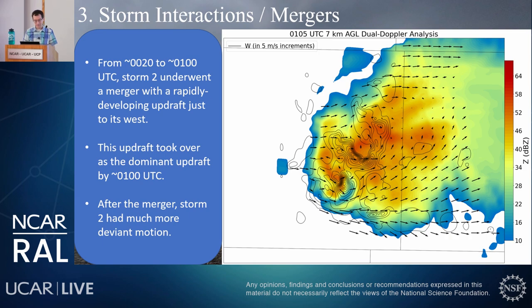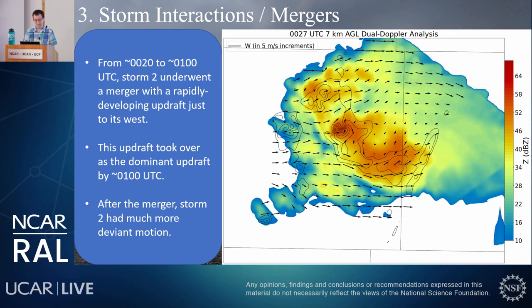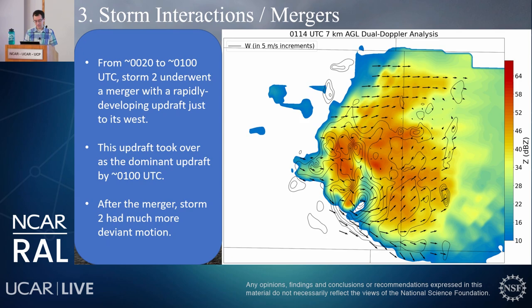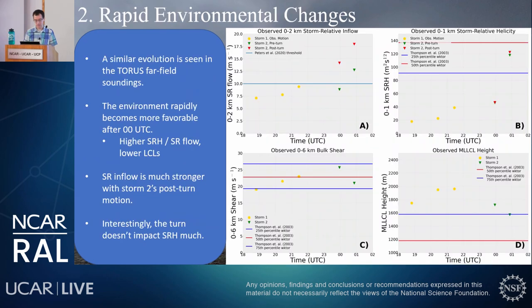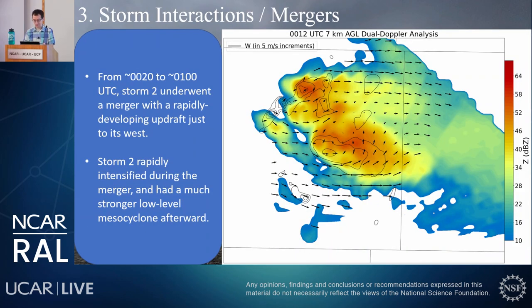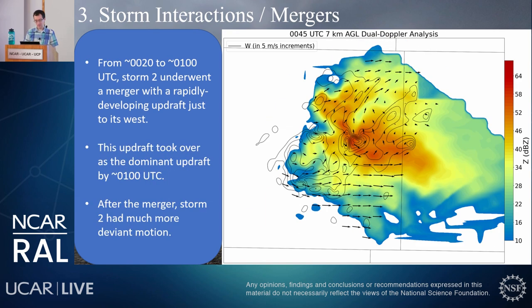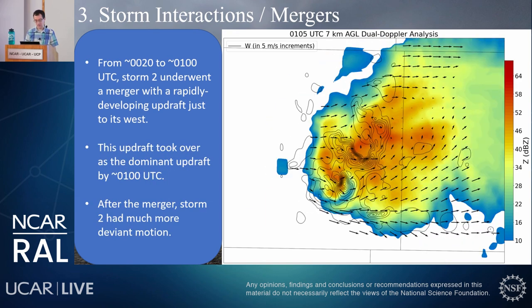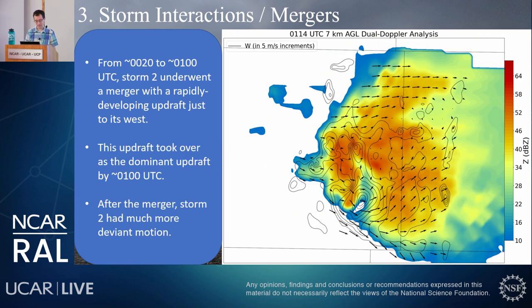The other notable thing with this is that this merger leads to much more deviant motion in Storm 2. So at 0:12 here, it's kind of moving almost due east. But as this new updraft takes over, the storm dives to the southeast. And that more deviant motion means that it's kind of taking better advantage of its environment here.